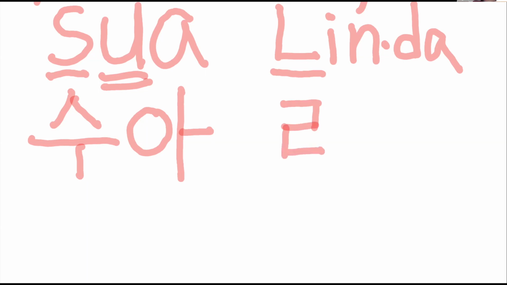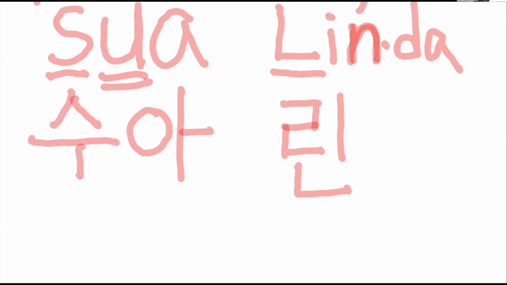Rieul. I. I is standing. I is a standing one. So I is this one. So this is standing, so right side, I. And N is nieun. Nieun is written at the bottom. So Lin, Da. Da is another syllable.